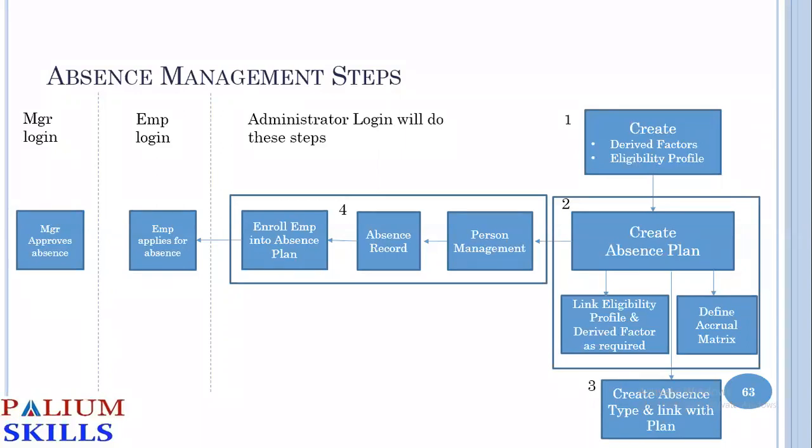So derive factors and eligibility profile is basically to track your enrollment, who are eligible and on what basis they are eligible.